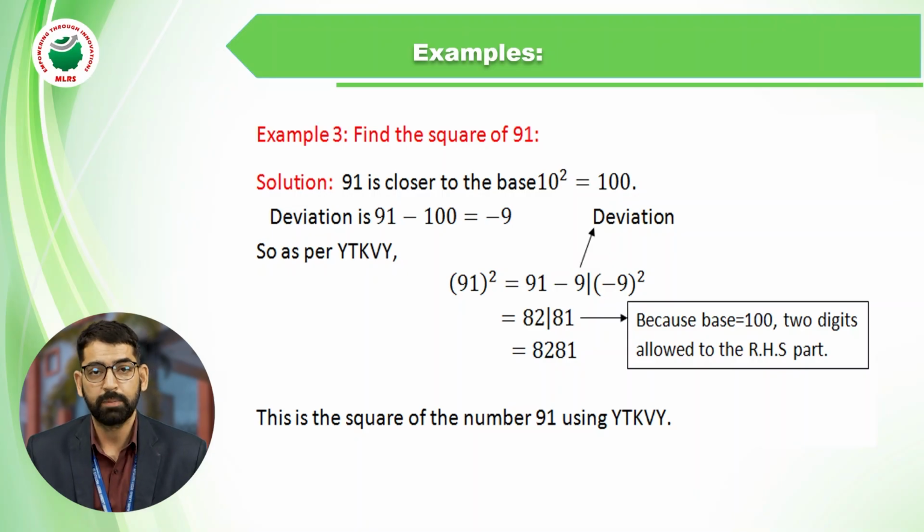In previous two examples, the deviation was simply positive. But here in example 3, the deviation is negative. So don't bother about that. Use the same formula. Only in place of plus sign, we can use minus sign, and the rest of the things are the same. And you can use the YTKVY sutra or the same formula to find the square of the number 91. These are 3 examples that we have used using the YTKVY sutra.